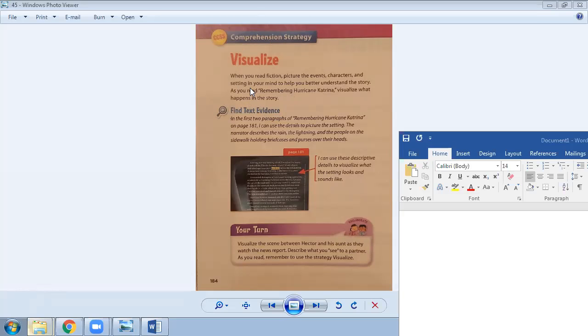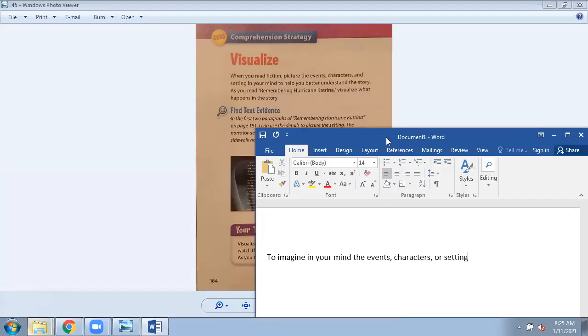All right, so the first word that you should write is visualize. And we will write to imagine in your mind the events, characters, or setting. To imagine in your mind the events, characters, or setting.